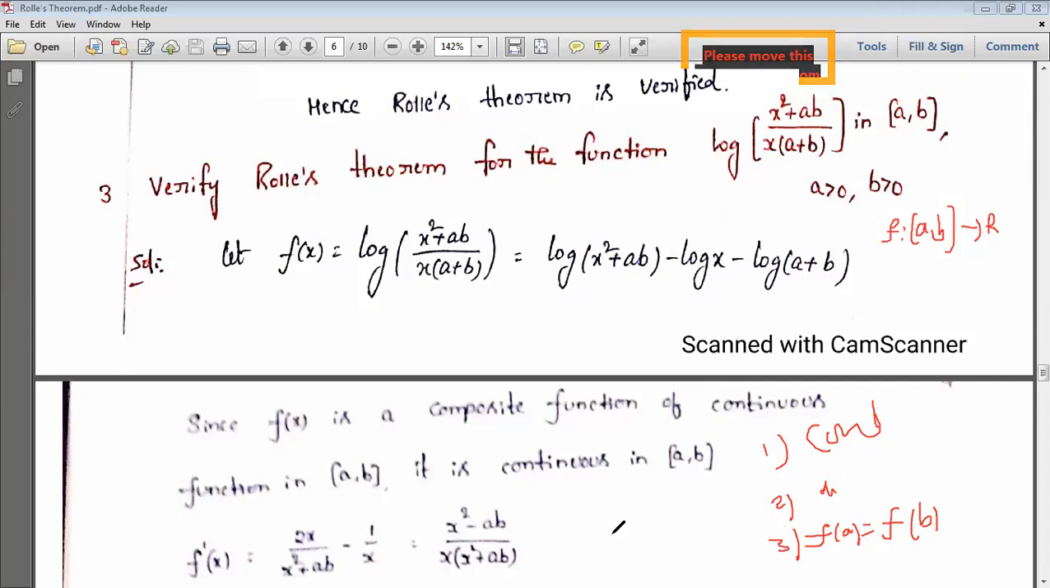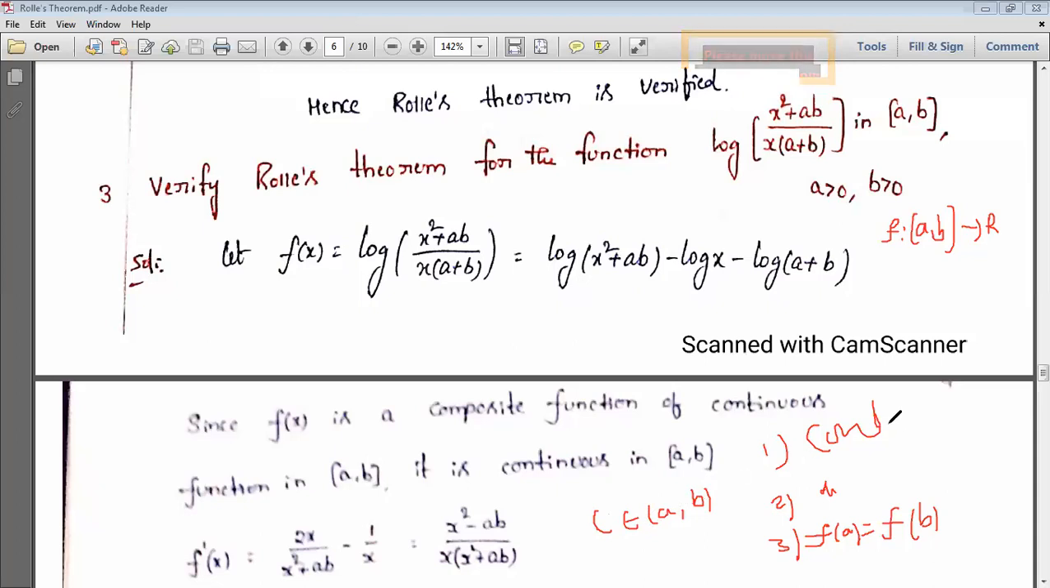After these three conditions are satisfied, we should find the value of c. There exists at least one point c, and that c value should lie between a and b, whatever interval we are choosing. Of course, a number of points may exist, but at least one point should be in the interval given in the problem. Then we say that Rolle's theorem is verified.